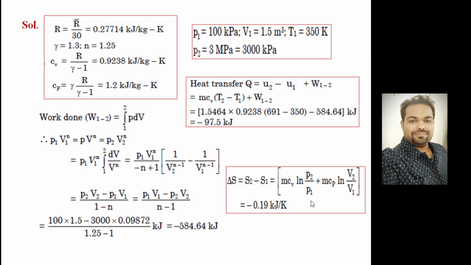Change in entropy, use the general formula: m Cv ln(T2/T1) plus m Cp ln(P2/P1)... T2, T1 you know, P2, P1 you know, and m, Cp and Cv values are known to you. Substitute the value. This is known as entropy change during this polytropic process. Like that you can solve, right?